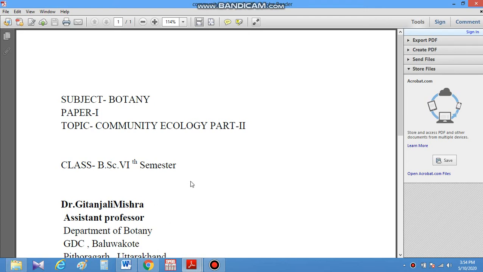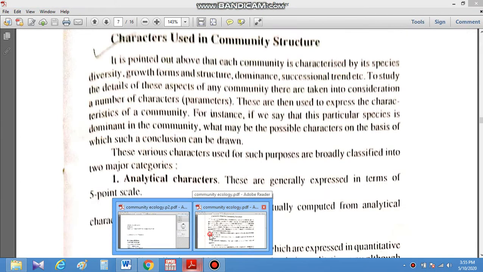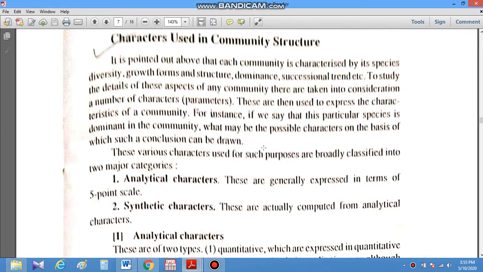Hello students, now we are going to discuss the characters used in the community structure. It is study material for 6th semester students. Here we will discuss: we have studied about the community structure, so which characters can be used to study the community structure?